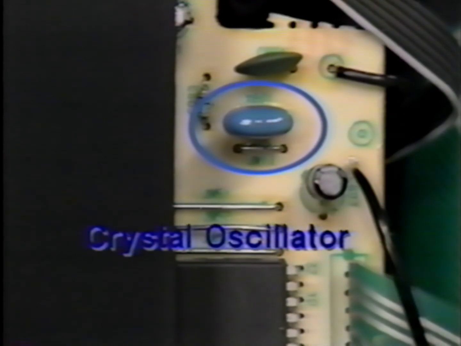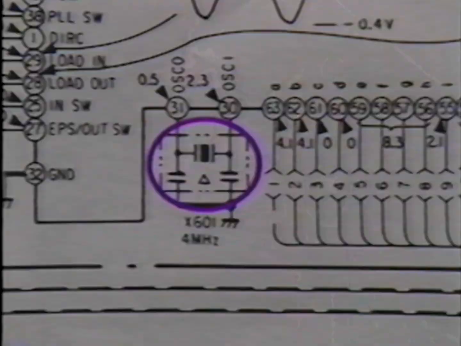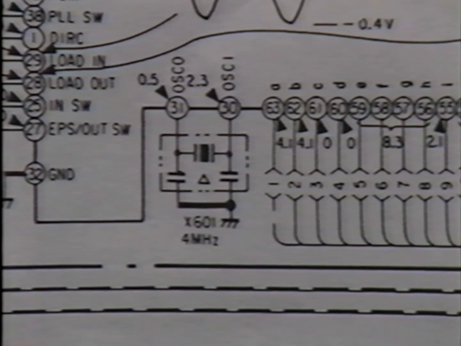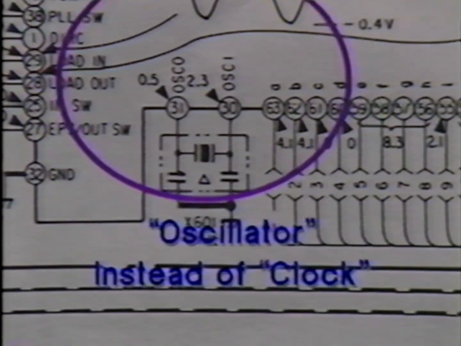The microprocessor clock signal is always generated by a crystal oscillator. The oscillator circuitry is built on the microprocessor chip, so only an external crystal is needed to generate the clock signal. A wide range of crystal frequencies may be found in the various consumer products. A 4 megahertz crystal is used here to generate the clock signal for the microprocessor. The rest of the clock oscillator circuit is built into IC101. Notice the clock lines are labeled oscillator instead of clock.